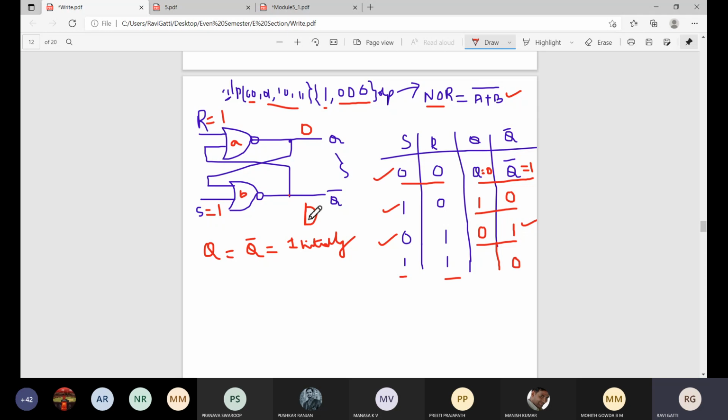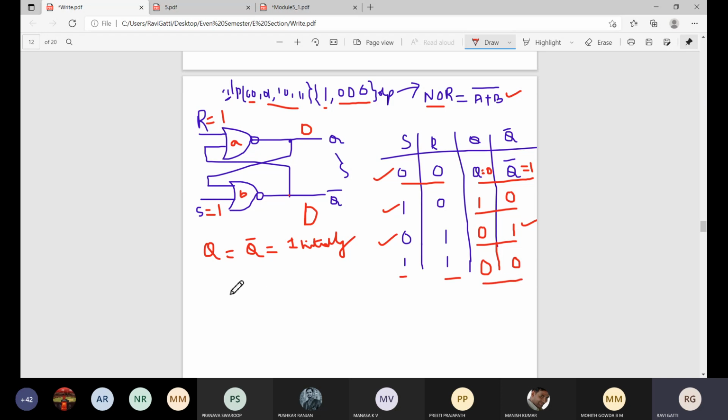Now you can see this 0 has changed. So now 1 with 0, what is the output of the NOR gate? 0. So yes, Q will be 0. Now you can see here, when S is equal to 1 and R is equal to 1, both Q and Q bar are becoming 0.